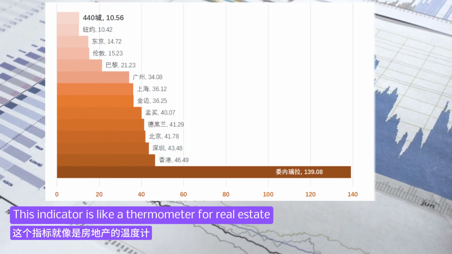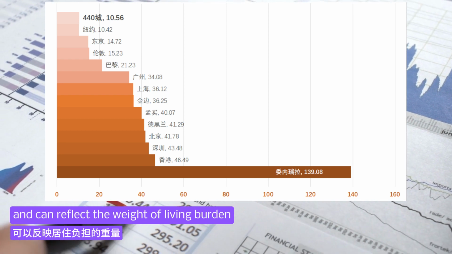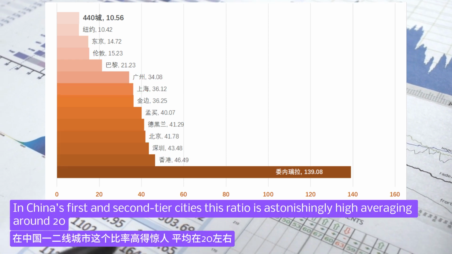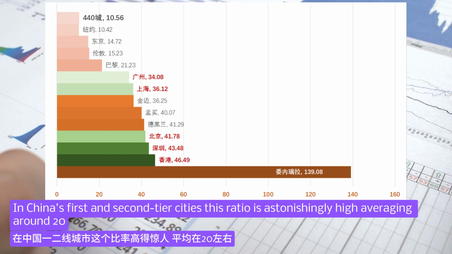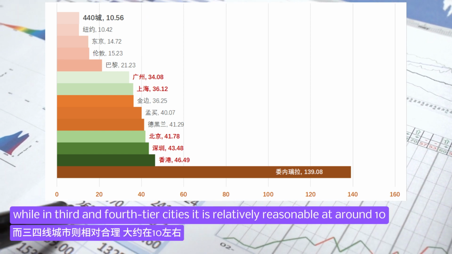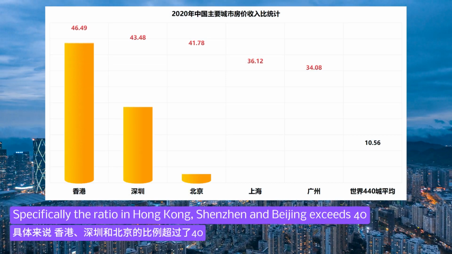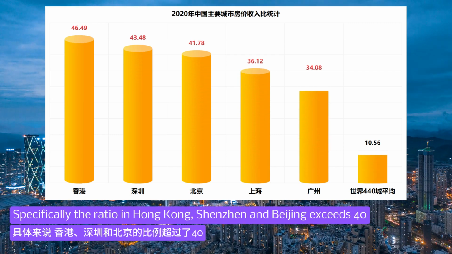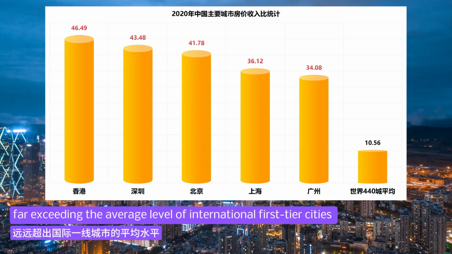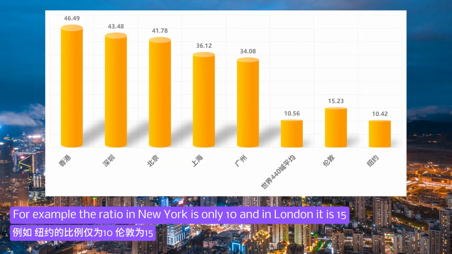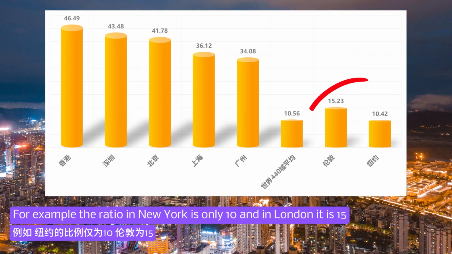This indicator is like a thermometer for real estate and can reflect the weight of living burden. In China's first and second tier cities, this ratio is astonishingly high, averaging around 20, while in third and fourth tier cities, it is relatively reasonable, at around 10. Specifically, the ratio in Hong Kong, Shenzhen, and Beijing exceeds 40, far exceeding the average level of international first-tier cities. For example, the ratio in New York is only 10, and in London, it is 15.